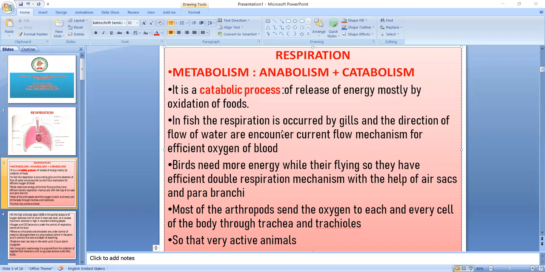In fish, respiration occurs by gills, and the direction of flow of water follows a counter current flow mechanism for efficient oxygenation of the blood. It is not sequential, just introductory points given in the book. I'm giving them to you as they are.